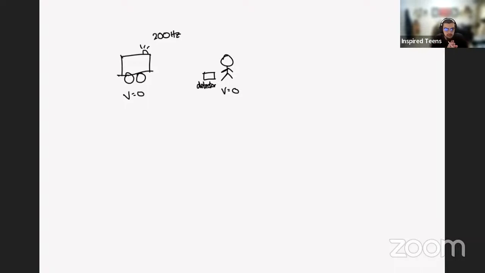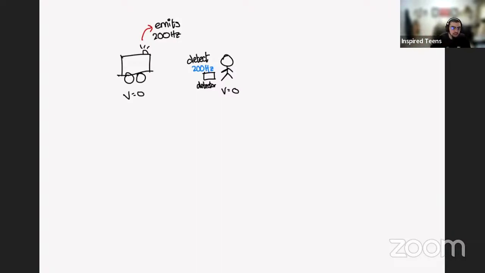When they are both stationary, a stationary listener and a stationary sound source, this beautiful ambulance in this case, the sound source emits 200 hertz, and the detector would detect 200 hertz as well, which makes sense. The ambulance is emitting 200 hertz of sound, and the listener is detecting with the detector 200 hertz of sound. This is when they are both stationary.